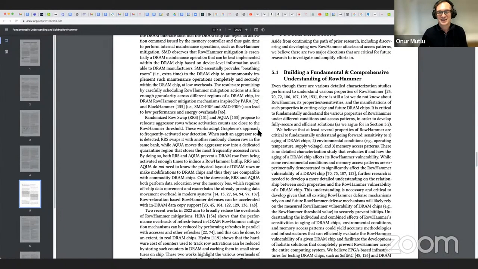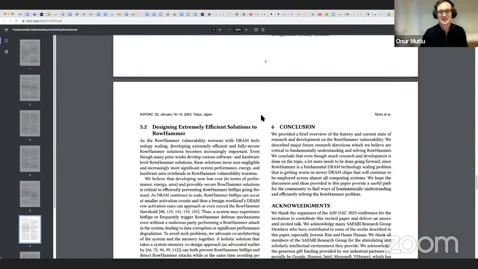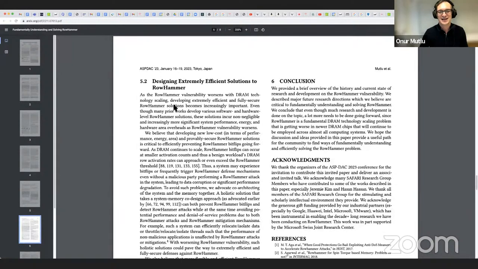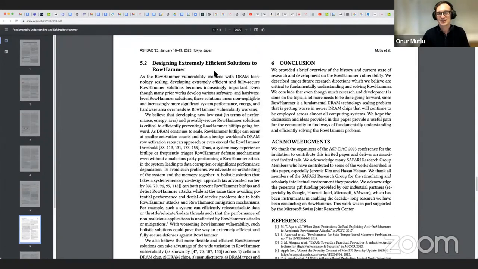Like data pattern is one example over here, but voltage could be another example. Basically, different operating conditions are quite interesting examples. I think there's more work to be done over here. And then the second thing is designing very efficient solutions. We've discussed this in this class, but we really need much more efficient solutions to RowHammer, and also completely secure solutions at the same time.